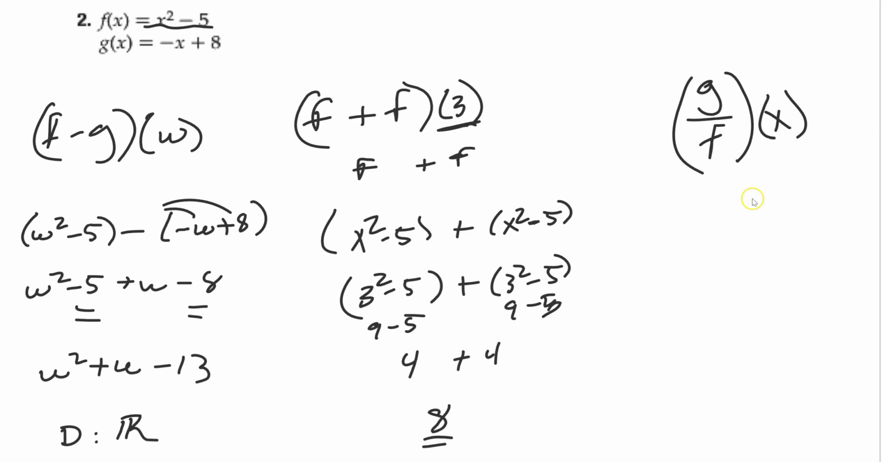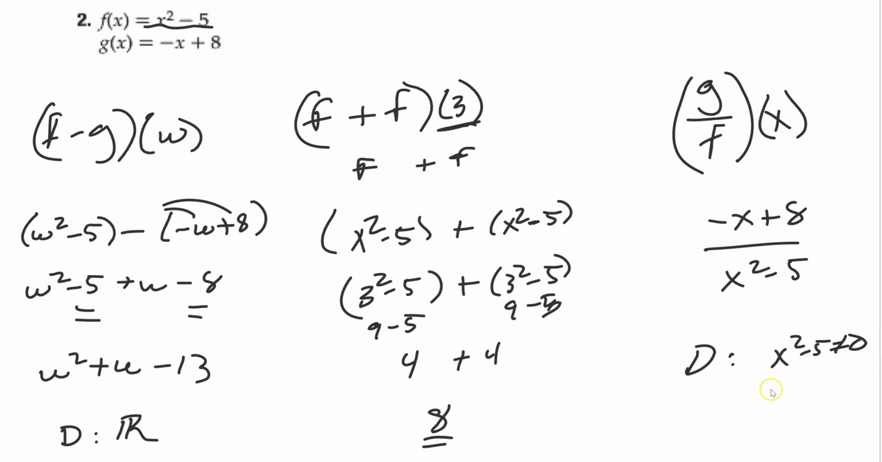g over f, so we're going to plug in g over f. So negative x plus 8 over x squared minus 5. Now I want to find a domain. All we do is set the denominator not equal to 0. So x squared minus 5 does not equal 0. Add 5, square root it. x cannot equal plus or minus root 5. So that's my domain. It can't be negative root 5 or positive root 5. Either way, I get a 0 on the bottom, and we can't divide by 0. So that's the idea with those.